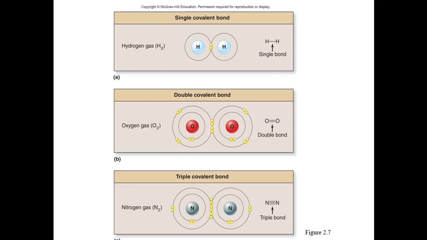So here I have a single bond with one stick. Now, by the way, that one stick actually represents 2 electrons. Then we have a double bond. So I have 2 sticks here, which now represents 4 electrons. And then I have a triple bond down here, which is 3 sticks, which represents 6 electrons. Okay, so be aware of that for the test. Single bond, 1 stick, 2 electrons; double bond, 2 sticks, 4 electrons; triple bond, 3 sticks, 6 electrons, because each stick represents 2 electrons.